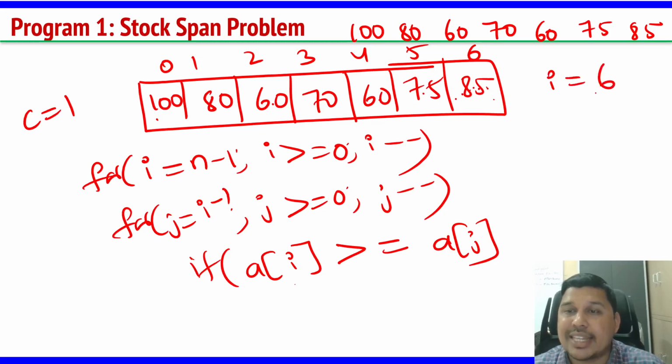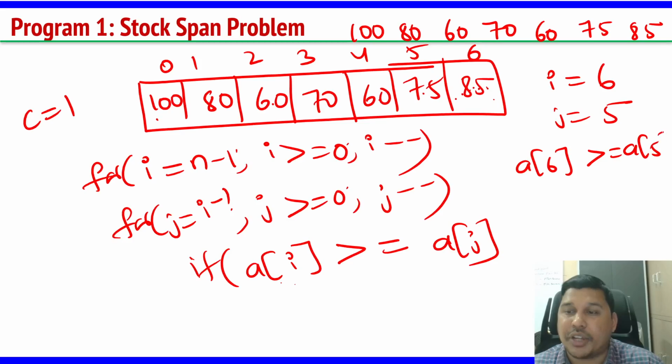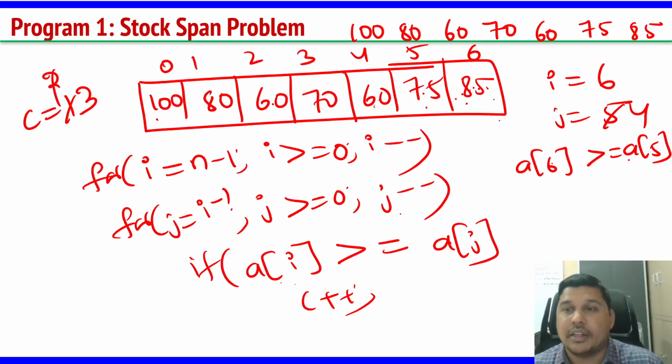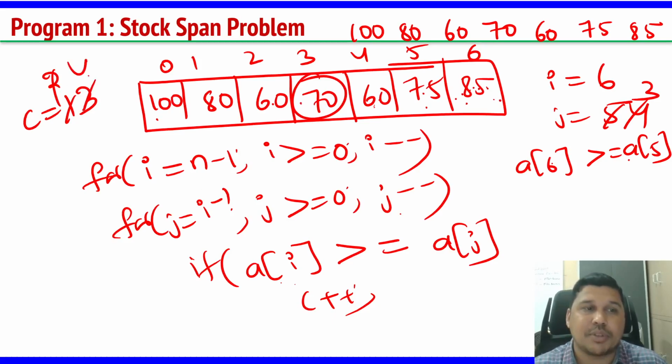Okay, so what is a of I now? See, I value is 6, j value is 5. I am checking if a of 6 is greater than or equal to a of 5. Yes, 85 is greater than 75. You do C++. Again iterate, j minus minus, j becomes 4. If a of 6 is greater than a of 4, this value 60, yes, it is greater than, then again C++. So C became 3 this time, it became 2 and then became 3. Again, j becomes 3, that is 70. Is 85 greater than 70? Yes, make C++, C becomes 4.